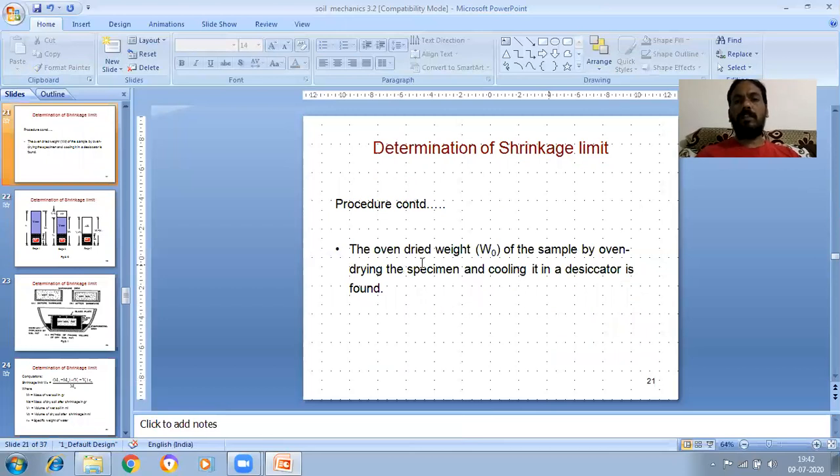Next, the oven dried weight W naught or WD of the sample is found by oven drying the specimen and cooling it in a desiccator. Before immersing it into the mercury, you need to record the oven dried soil sample weight also. Fine.